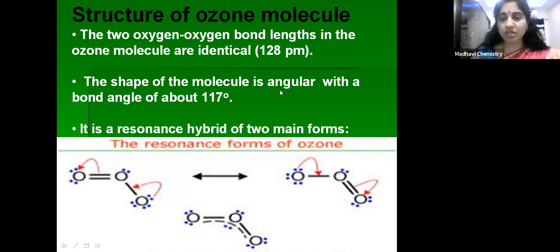The shape of the molecule is angular, with a bond angle of 117 degrees. So it has a bent shape, or we can call it an angular shape, and the bond angle is 117 degrees. And it is a resonance hybrid of two main forms. So these are resonance structures and this is the resonance hybrid, right, children? So this is about the structure of ozone.